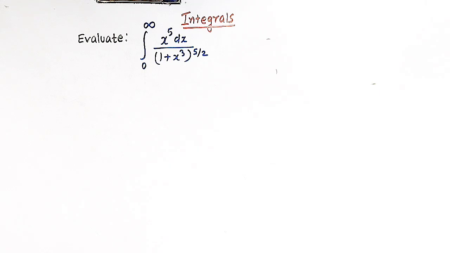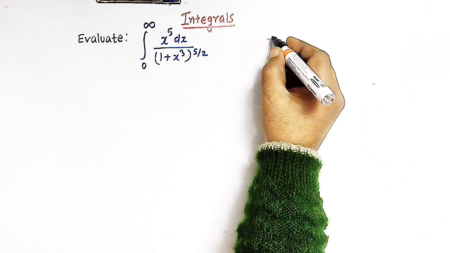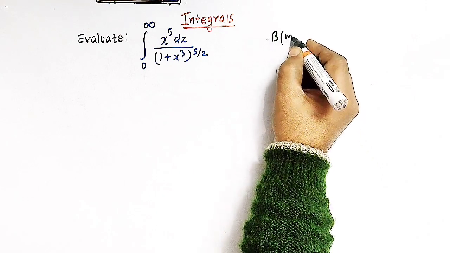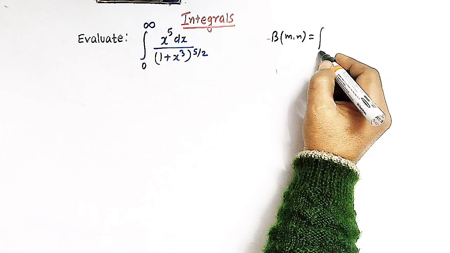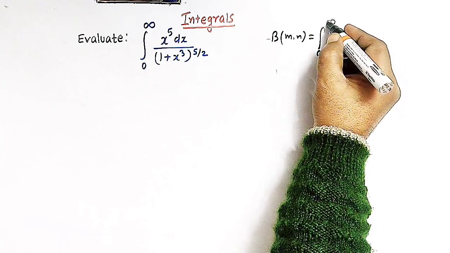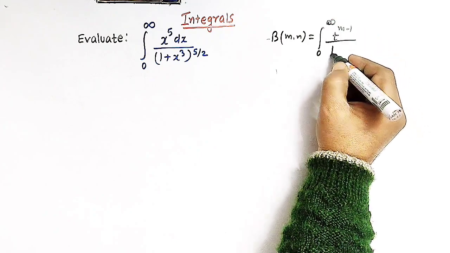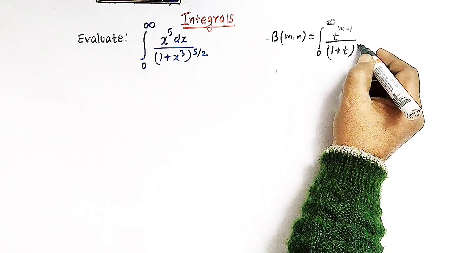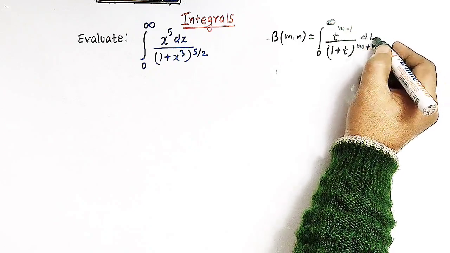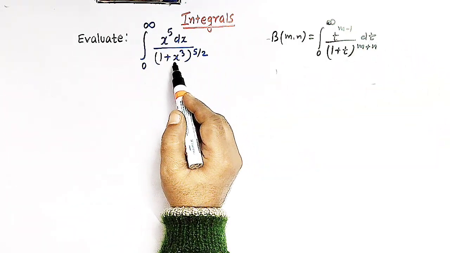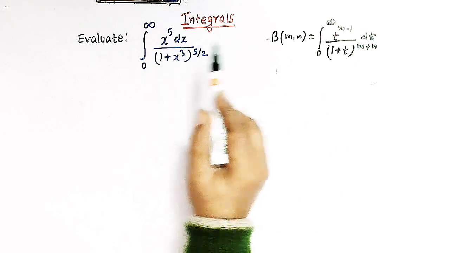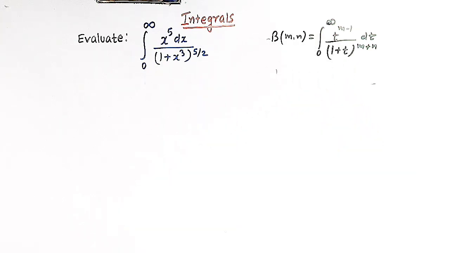And before applying the concept of beta and gamma functions, let us first make use of the method of substitution to convert this integral into a beta function, that is, beta(m, n) is given by the integral from 0 to infinity of t raised to m minus 1 divided by (1 plus t) raised to m plus n dt. So by a method of substitution, we'll first convert this integral into the beta function.